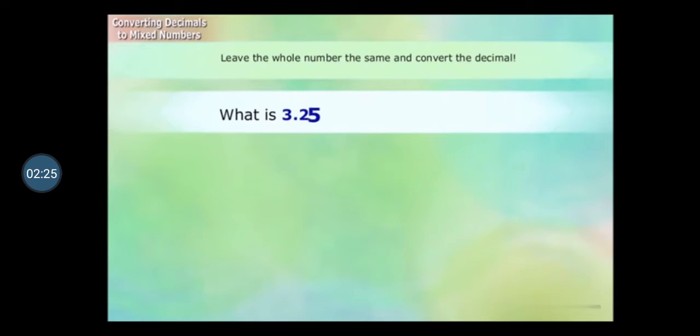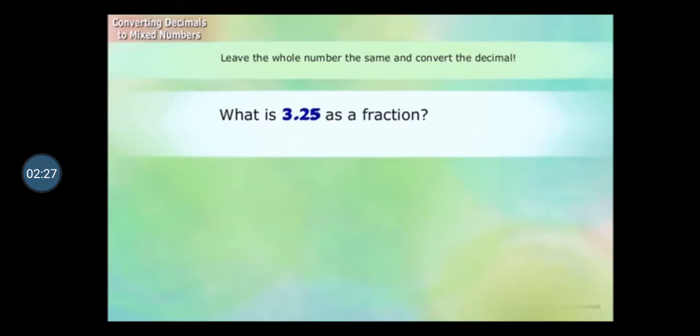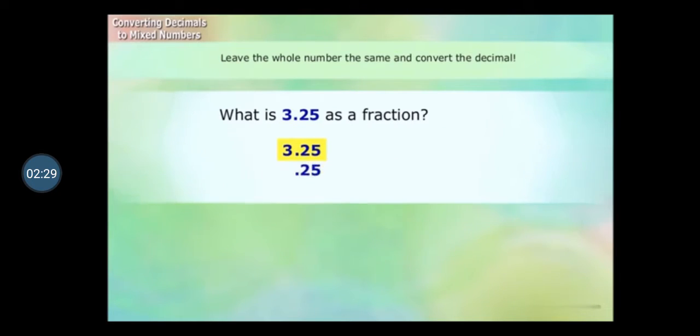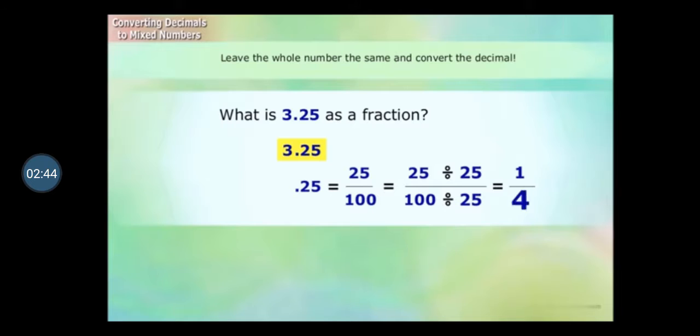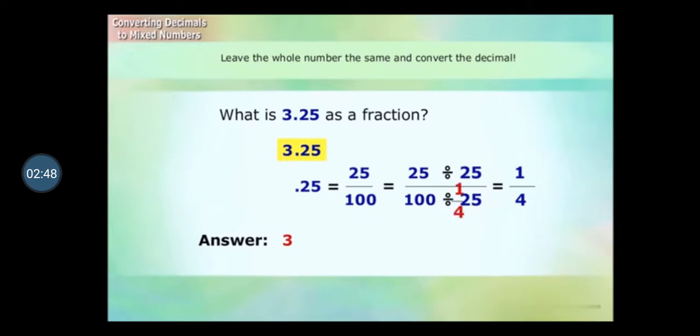What is 3.25 as a fraction? So here 3 is the whole number, so we have to write it the same. 0.25 will be 25 upon 100 because after the decimal point there are two digits, so in the denominator there will be 100. For simplification, we can divide the numerator and denominator by 25 and we get our answer as 3 whole 1 upon 4.